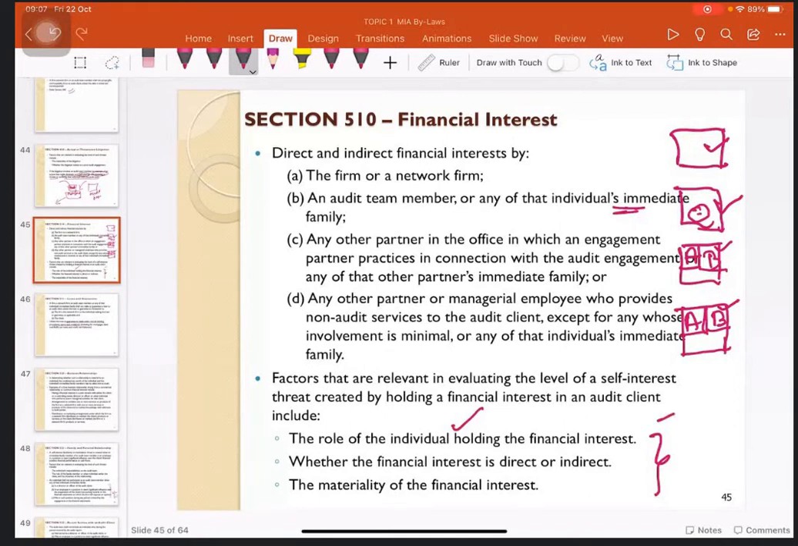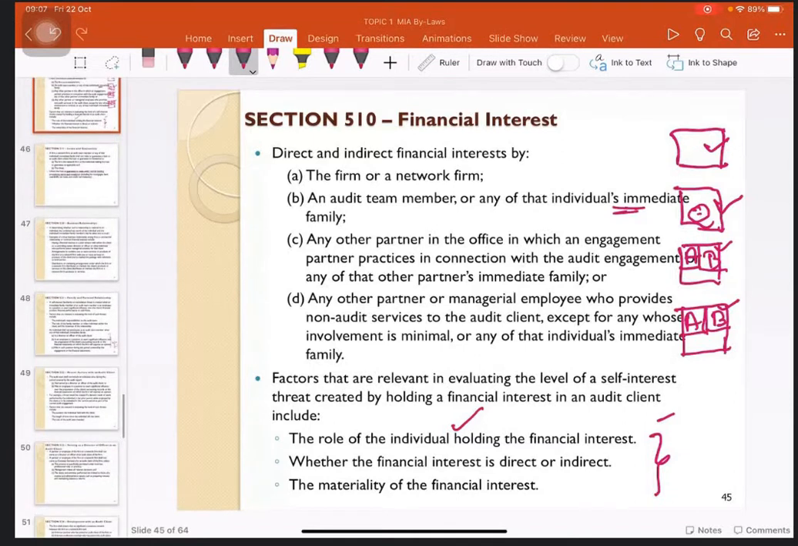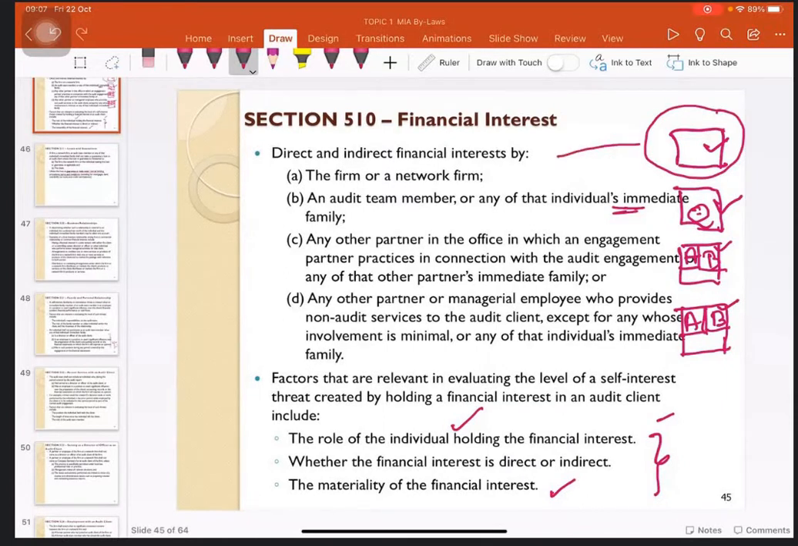Okay, the second one kita nak tengok sama ada the financial interest is direct or indirect. Direct tu meaning that orang tu sendiri macam partner tu yang ada financial interest. Okay, kalau indirect meaning that dia punya immediate family yang ada financial interest. Okay, so kita tengok juga sama ada the materiality of the financial interest. Kalau kat sini kita kena tengok the materiality of the financial interest kepada audit firm. Okay, and dalam kes 2, 3 dan 4 kita akan tengok the materiality of the financial interest to the individual person.